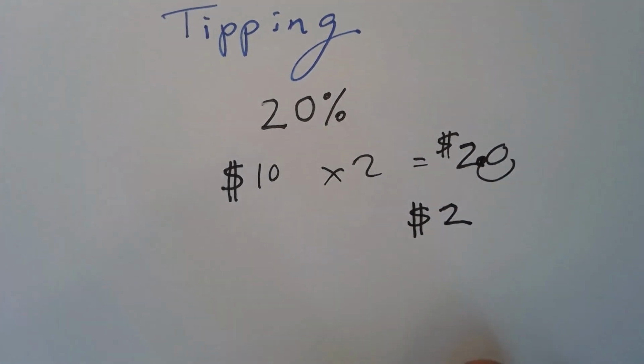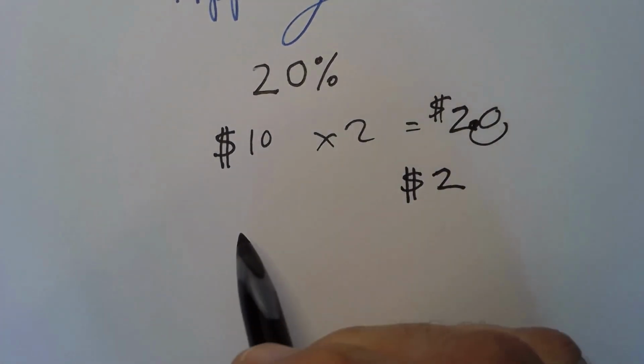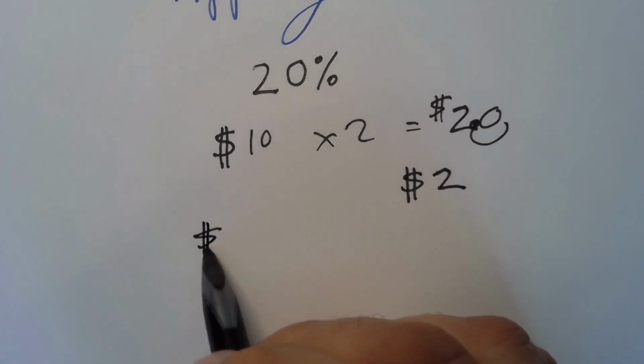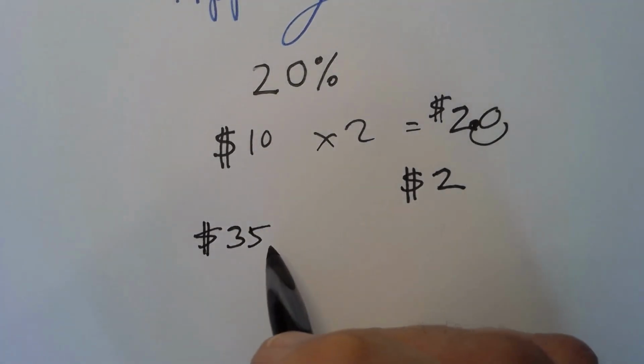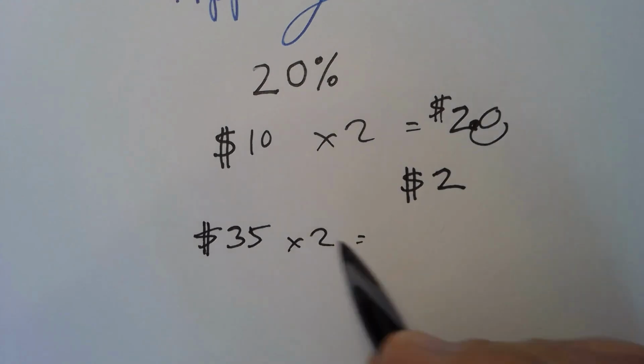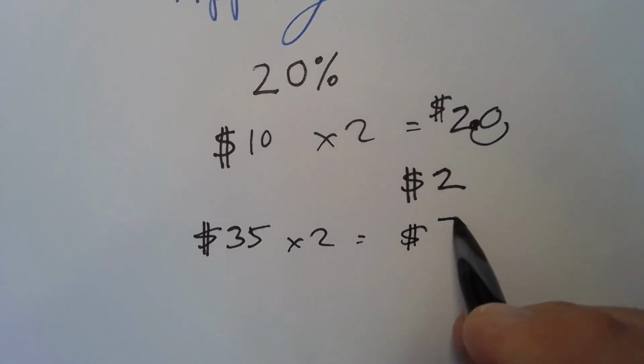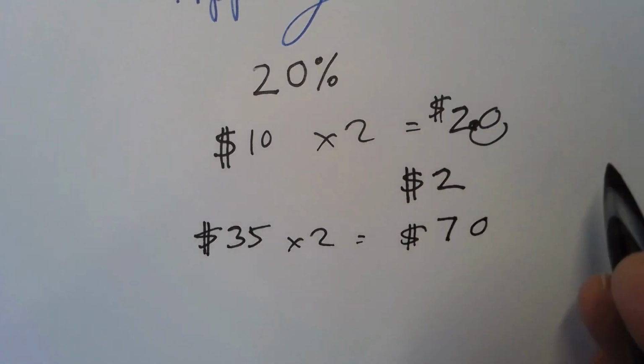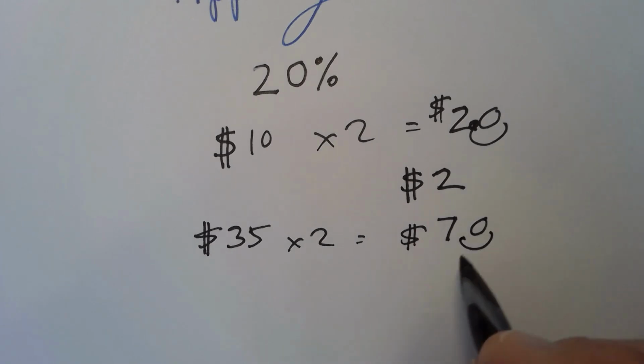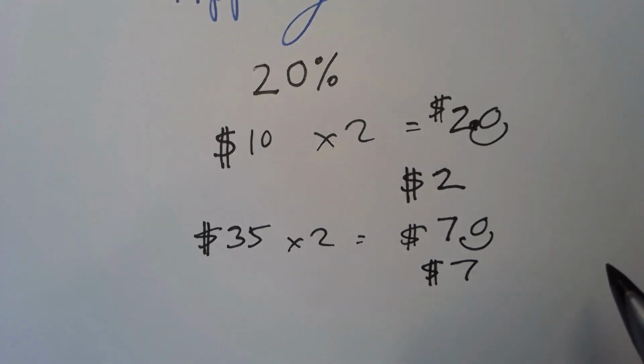And if you have a larger bill, let's say it's $35, the same strategy works. I just multiply by 2. Many of you can do that in your head. That would be 70. 2 times 35 is 70, and move the decimal place 1. So I know a 20% tip is $7 on a $35 bill.